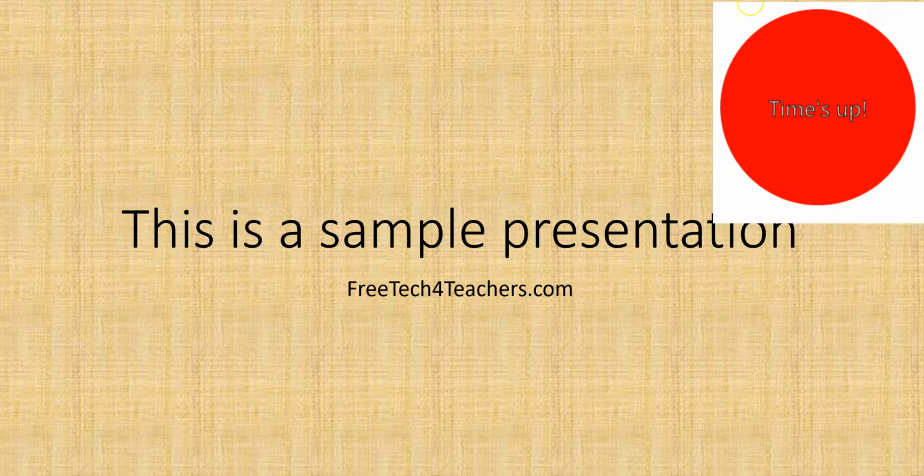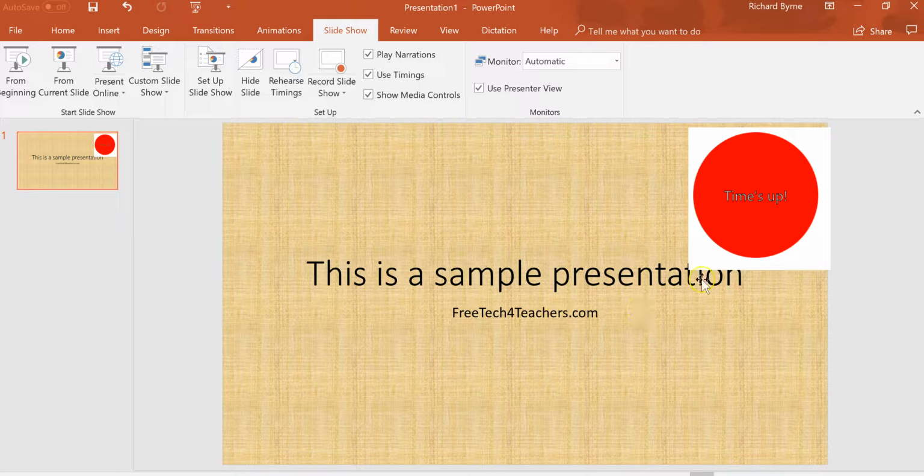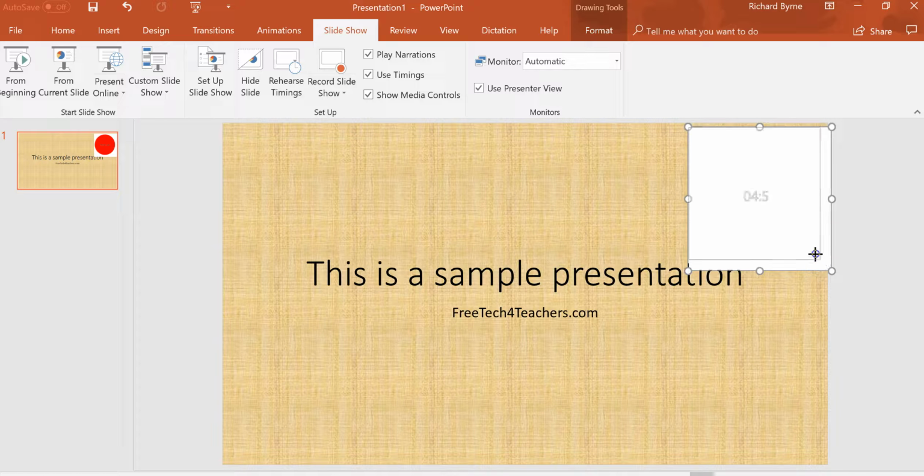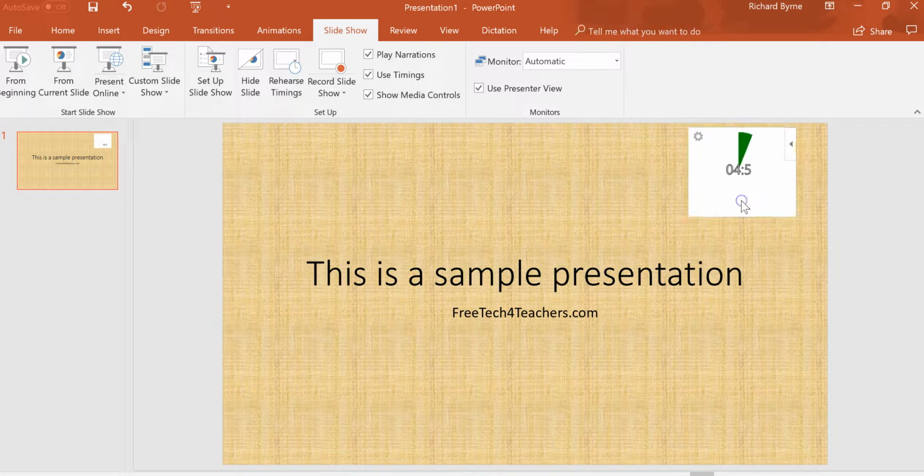Now, if we need to modify this, let's exit the slideshow, go back into the editor, click on the settings, and you can change that countdown timer again. Now, if you need to make it smaller, just click and drag on the corners of it. You can make it smaller, and now it doesn't take up as much space on your slide.